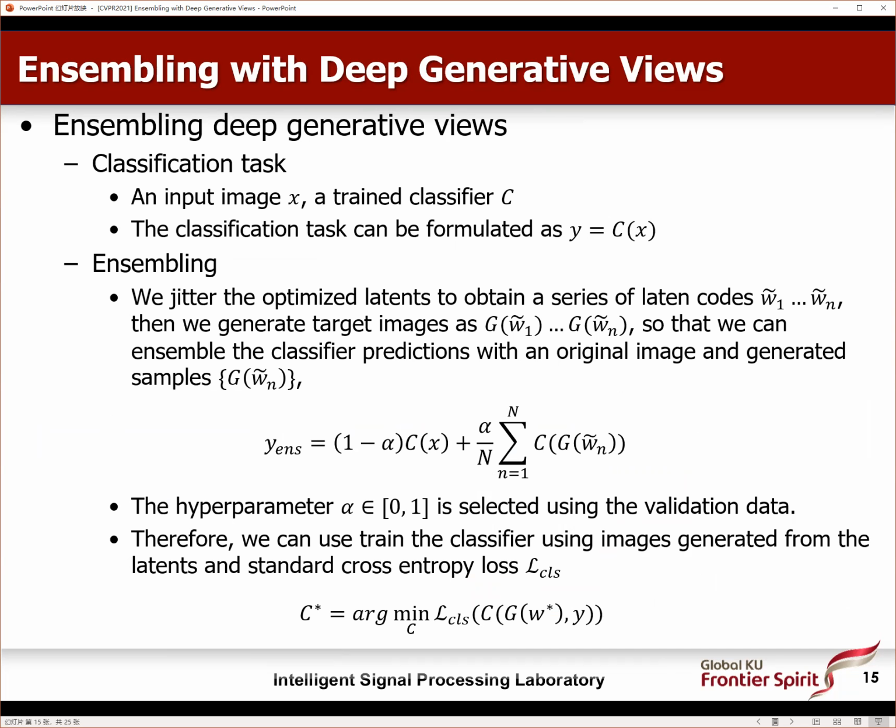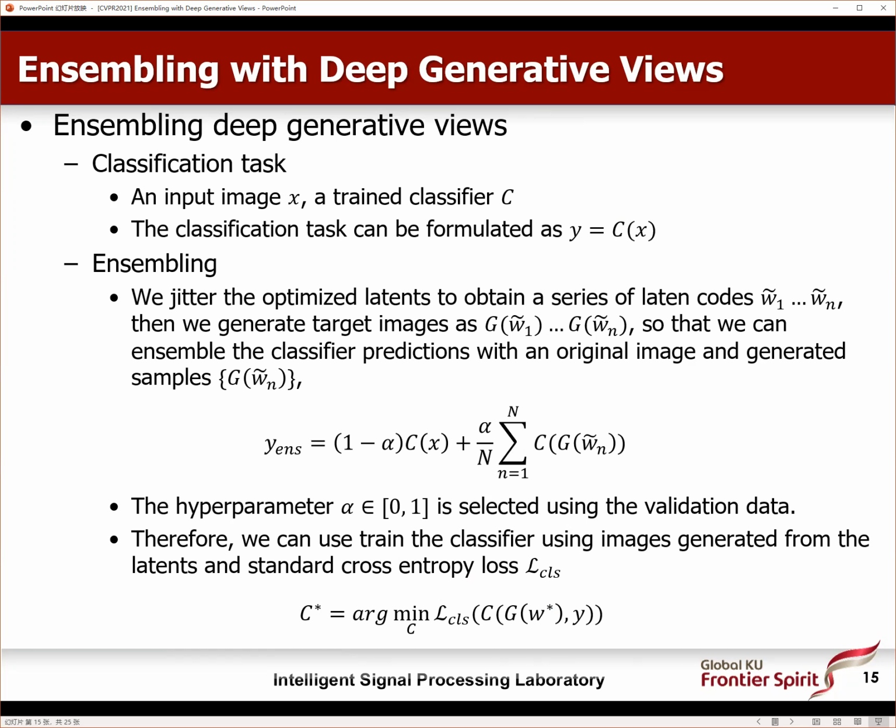So don't forget about our downstream task. We want to use these generated samples to boost our classification task. For the classification task, it is quite simple. We have an input image and a pre-trained classifier. So basically we send the input image X into the classifier so that we can get a prediction here. This is our downstream task.